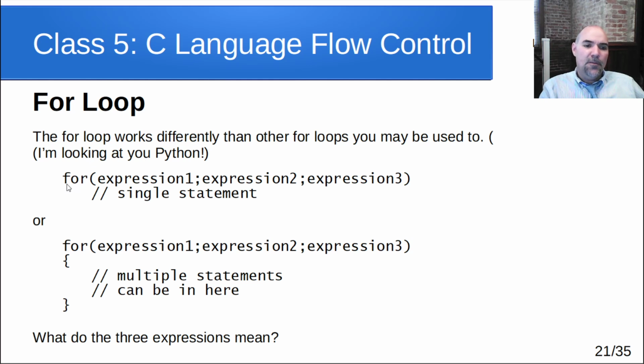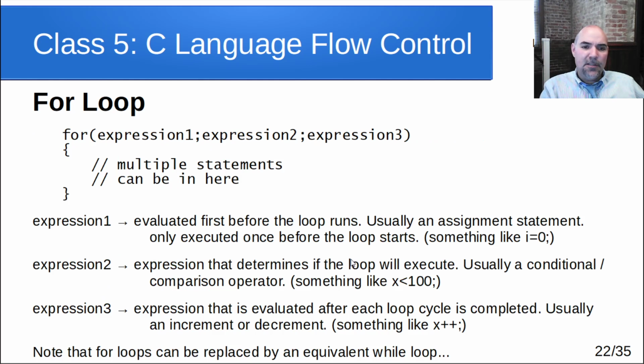In C, we have the word for, and then in parentheses, we've got this thing with 3 parts that are all separated with semicolons. So we have an expression 1, a semicolon, expression 2, semicolon, and an expression 3. So in other words, the for loop has 3 expression clauses inside of the parentheses. Now, again, for that single statement, we can always make a code block or statement block to have multiple statements there. But to understand how the for loop works, it comes down to understanding what these 3 expressions inside of here mean. So let's take a look at that.